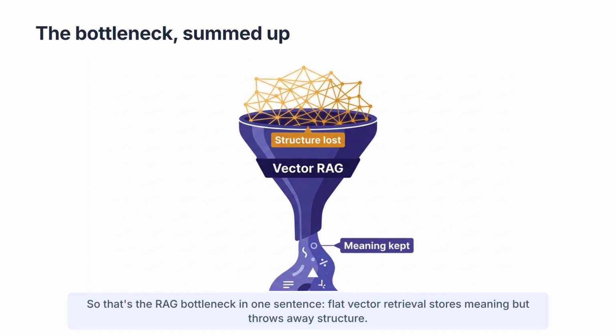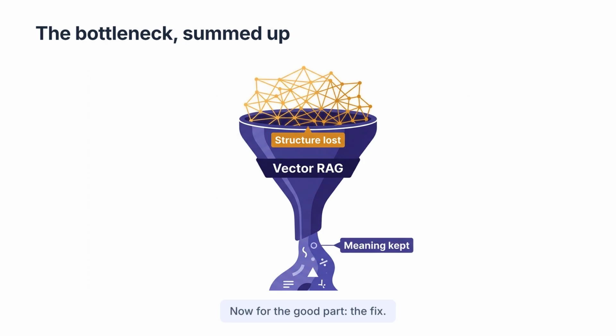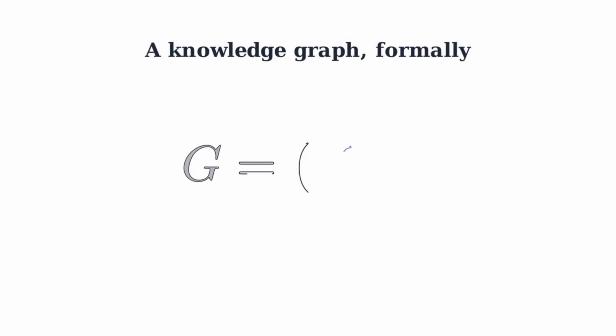So that's the RAG bottleneck in one sentence. Flat vector retrieval stores meaning but throws away structure. Multi-hop, scattered evidence, and global themes all fail for the same root reason. The explicit relationships between facts were never captured in the first place. Now for the good part, the fix. The fix is to stop pretending text is a bag of points and start treating it as a network.